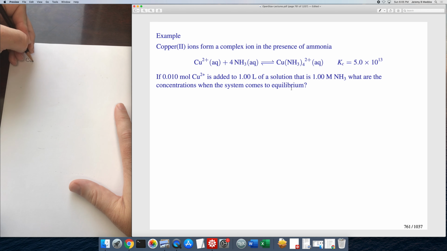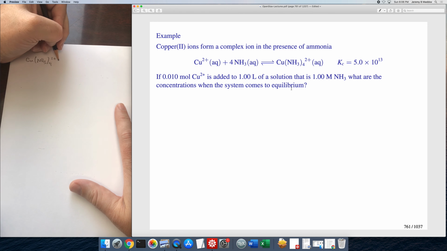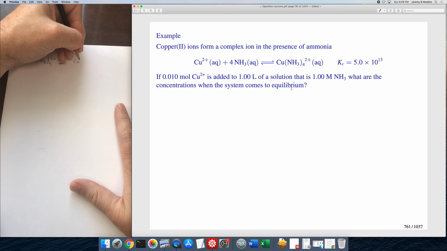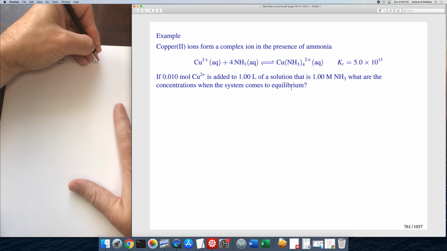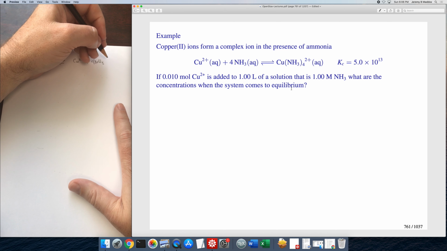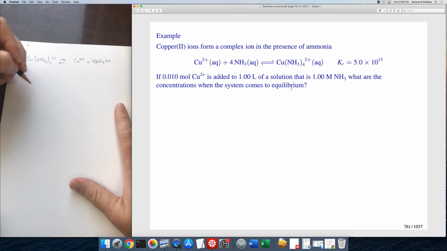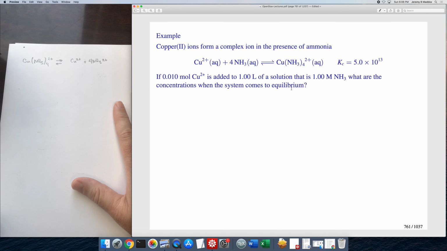So I'm going to write it like so. Basically, I'm making the assumption that all of the copper, I'm going to take all of the free copper and put it into the complex ion, and then I'm going to work it as a dissociation problem. And when you do that, you need to remember to take the reciprocal of the equilibrium constant.